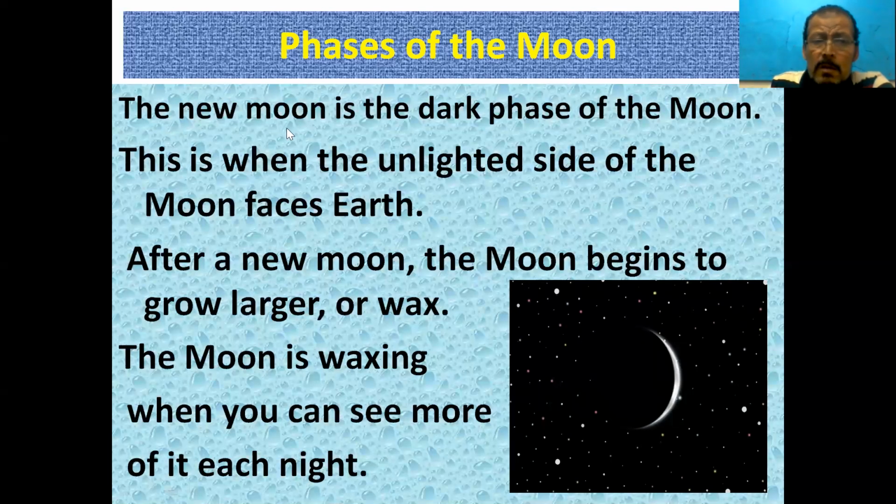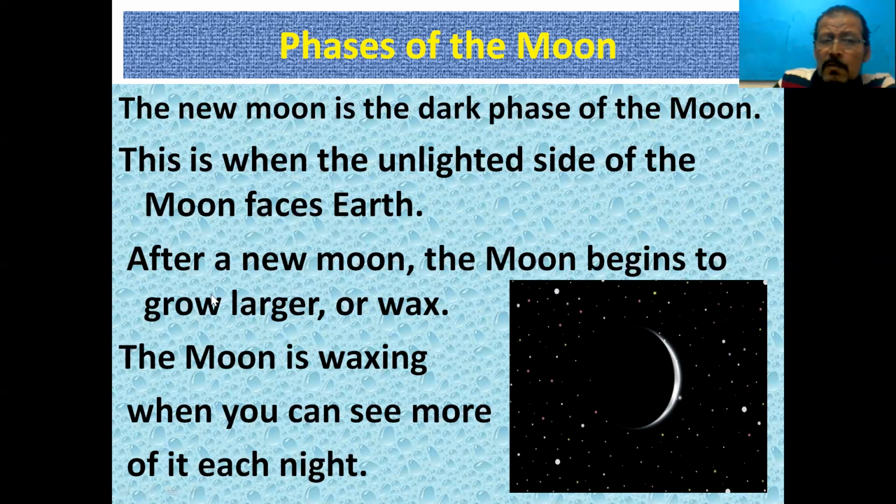The new moon, number one. The new moon is dark. We can't see it in the first day of the Arabic month. It is dark. This is the first phase of the moon. This is when the unlighted side of the moon faces the Earth.